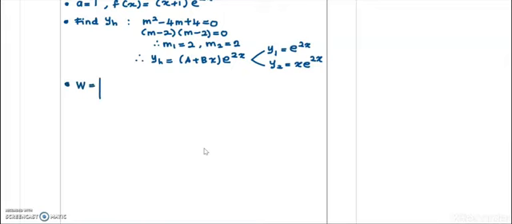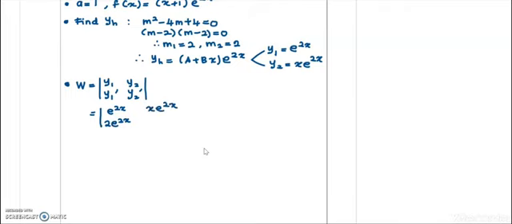Let's write it one more time: y1, y1 prime, y2, and then y2 prime. So this is now e^(2x), and the derivative of e^(2x) is 2e^(2x). And y2 is x e^(2x).